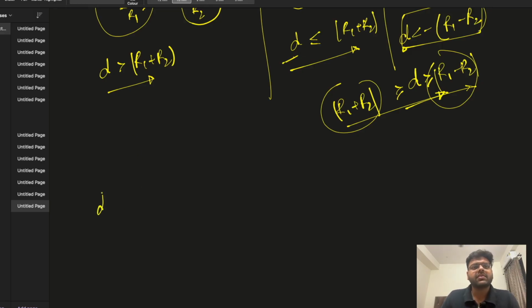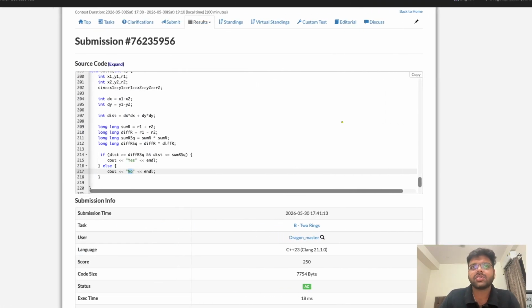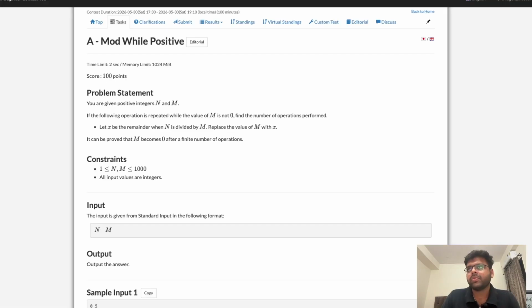The distance here is actually the square root of (x2 minus x1) squared plus (y2 minus y1) squared. So I'm actually evaluating in terms of the squares. Using the square also won't change the inequality. This is how you will solve the B problem.